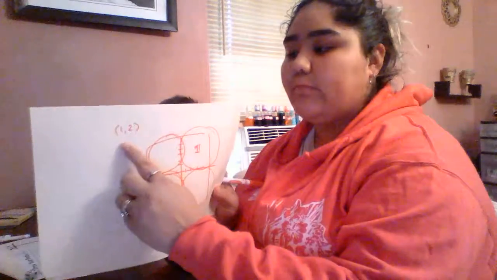This is an ordered pair. So how would you graph this? If you have your graph like this, how do you think we'd graph that? We would do, here's this. 1, 2, 3, and then 1, 2, 3.